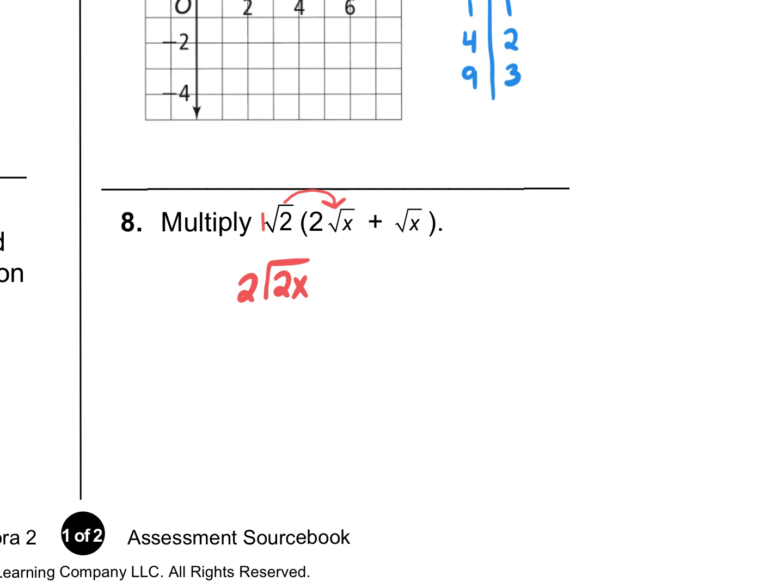So we get 2 square root of 2x plus, now we have square root of 2 times square root of x. Square root of 2x. Good. Yep. And then always check if you can simplify. Can I simplify? Because, right, these radicals are the same, so we can combine like terms. What number is here? A 1. So if I combine both of those, what's 2 square root of 2x plus 1 square root of 2x? 3 square root of 2x.